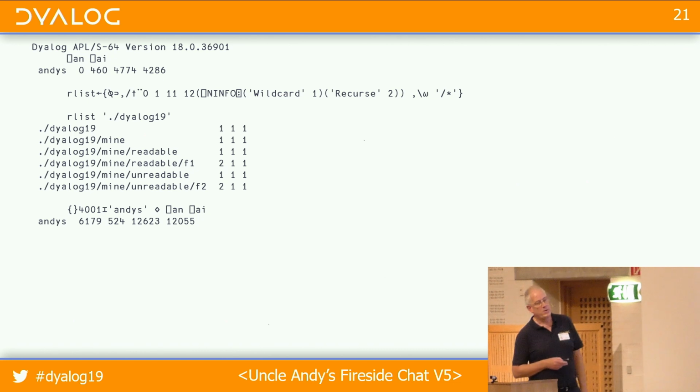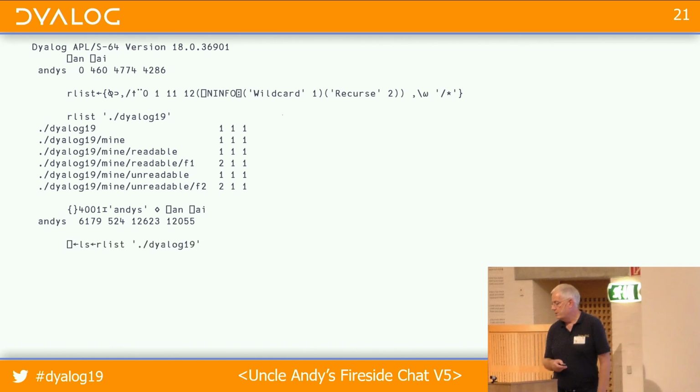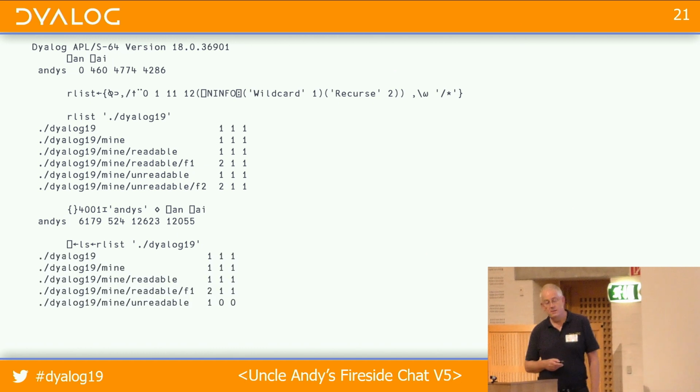I've then called 4001 I-beam, which if you remember allows me to change my effective user ID, so I'm now Andy, my user ID 6179. So now when I try to list Dyalog 19, I get 5 results, and the reason is because I come down to the directory called unreadable, and whereas in the original version I was told I have read permission, I don't have read permission anymore. Because I don't have read permission anymore, I can't even see that the file F2 exists.